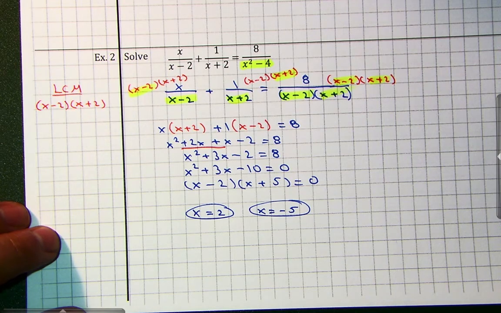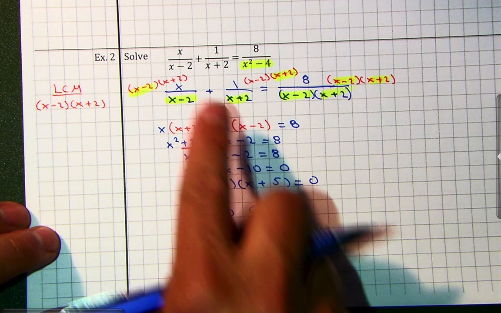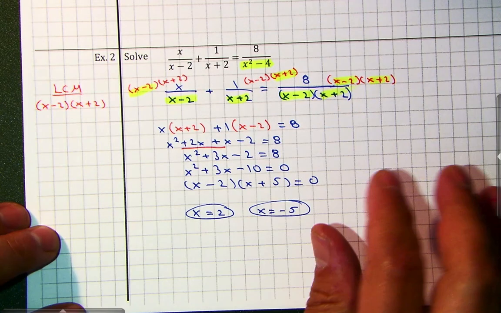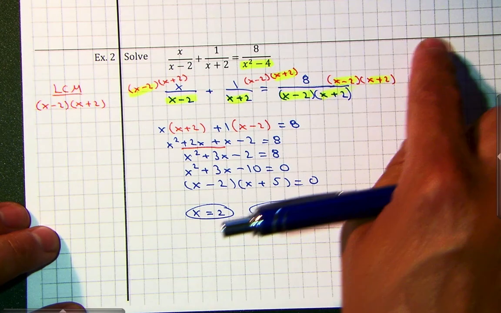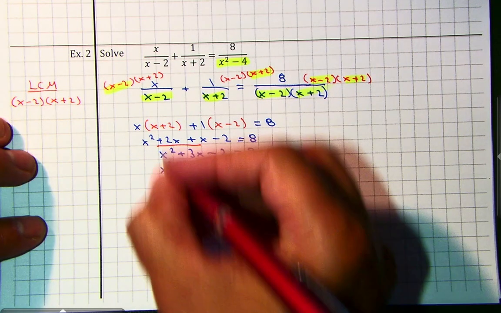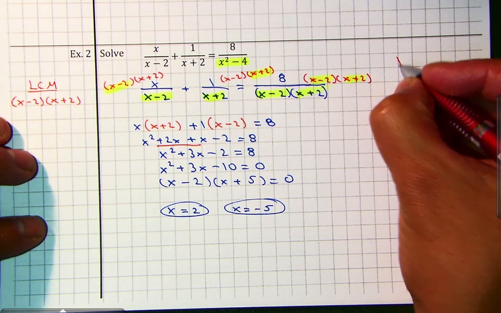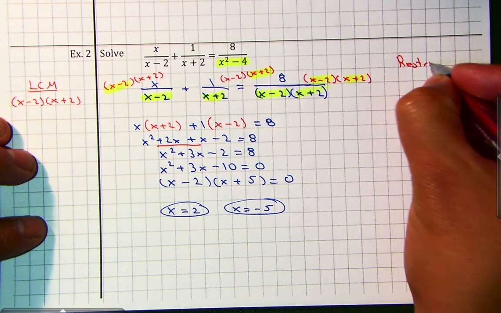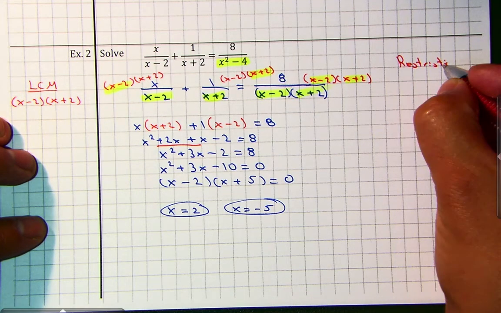Now I want to double check, do any of them make my denominator 0? I can do it two ways. I can find out my restrictions, and let's do that here, or I can just plug in and see if any of them make it 0. So let's go and do our restrictions.